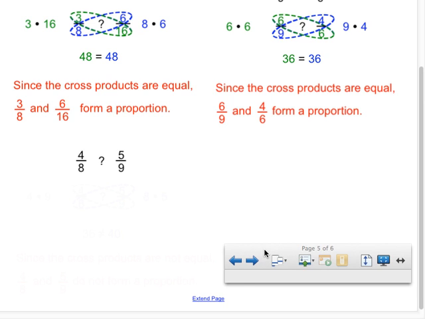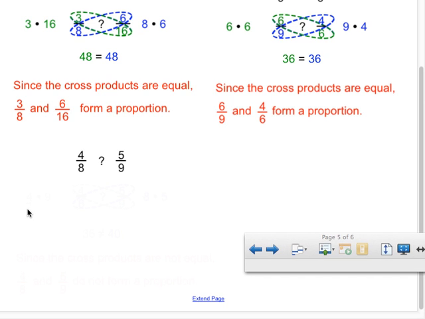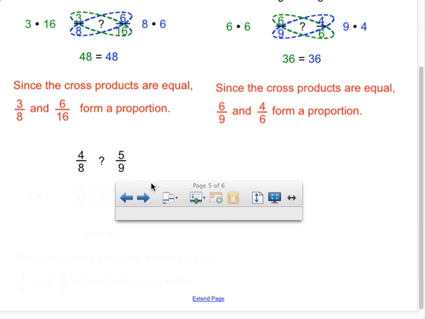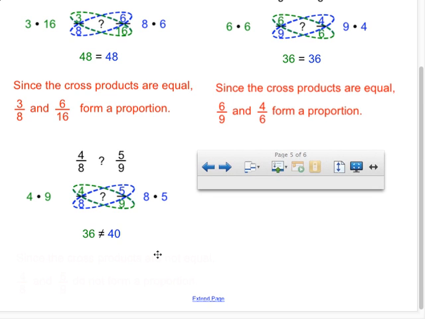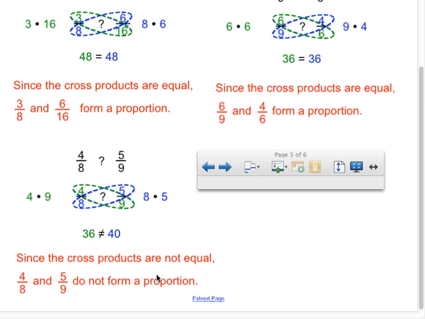Caleb, I haven't heard from you. Go ahead. So, this one, 4 times 9 equals 36. So you're multiplying 4 times 9, you got 36. And what else? 5 times 8 equals 40. Okay. So you get 36 and 40. And if they're not equal, what does that tell us? They are not proportional. They do not form a proportion. Since the cross products are not equal, 4/8 and 5/9 do not form a proportion. Okay, any questions? Pretty easy?